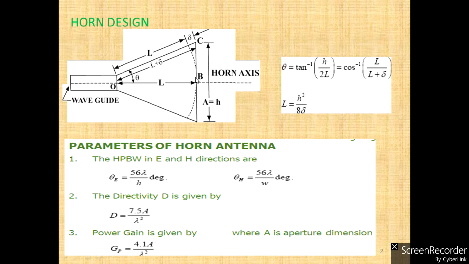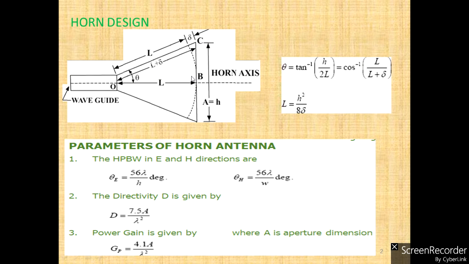Within right angle triangle OBC, we can calculate tan theta. So what is tan theta? Tan theta is nothing but opposite side by adjacent side. Opposite side is BC by OB. What is BC? From the figure, it is clear that it is H by 2, and OB is L. So we have tan theta equal to H by 2L. Then theta is tan inverse of H by 2L.